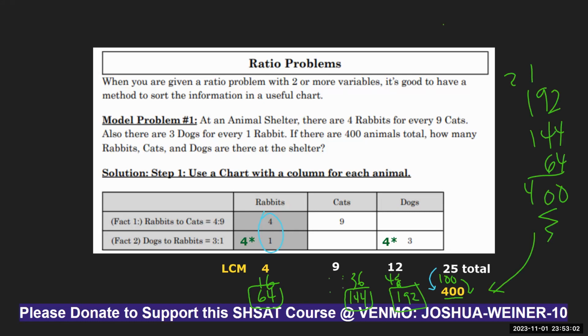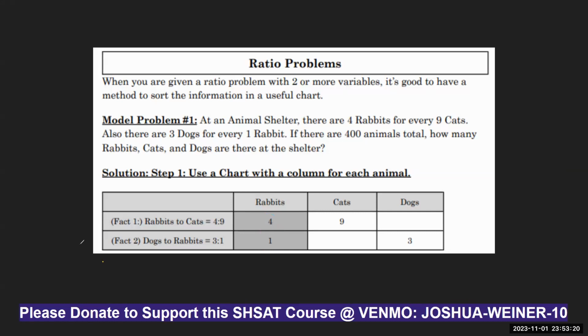So once you get the ratio correctly as written, make sure you scale it. Here we had to multiply by 4 twice to get up to 400 animals at the animal shelter. Let's look at another example that seems difficult, but it's quite easy if you use a ratio chart like we just did with the animal shelter.